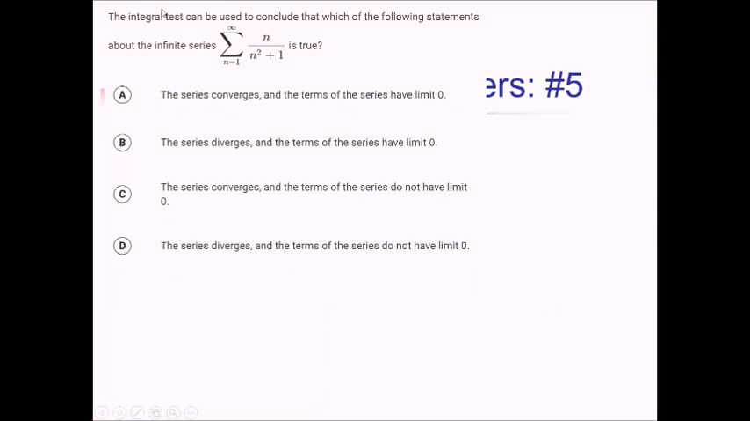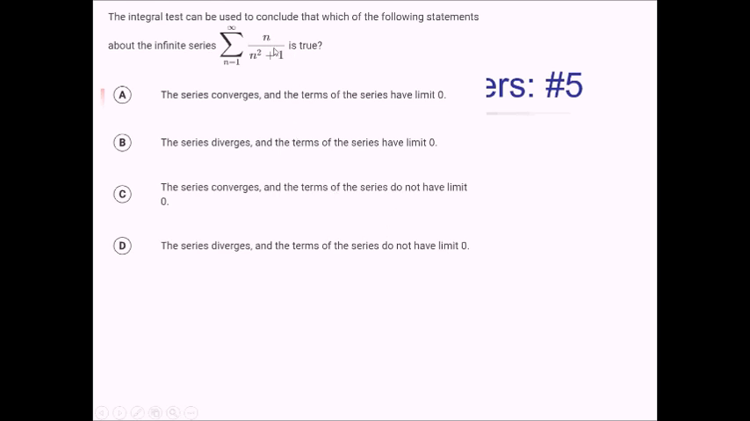For this problem, the integral test can be used to conclude which of the following statements about the infinite series n over n squared plus 1 is true. So we have statements about the series converging or diverging, but that's not all of it. They also talk about whether the terms of the series have a limit of 0 or not. So we should probably take a look at the limit of the series as n approaches infinity, just to get that piece of it out of the way. At the very least, that could narrow down our answer choices.